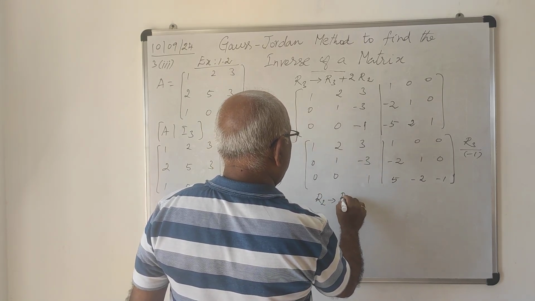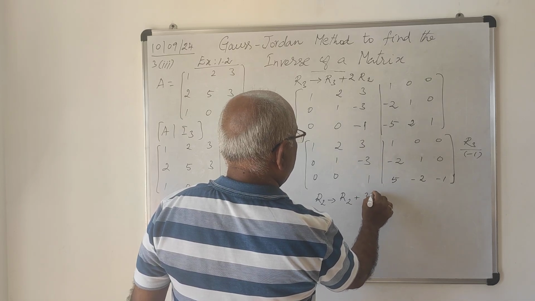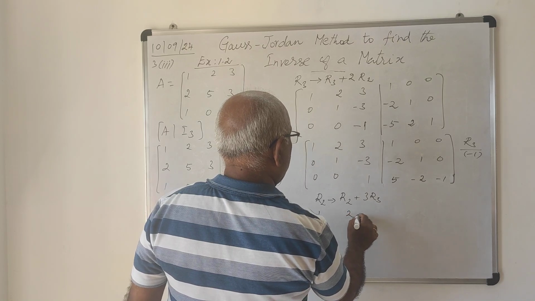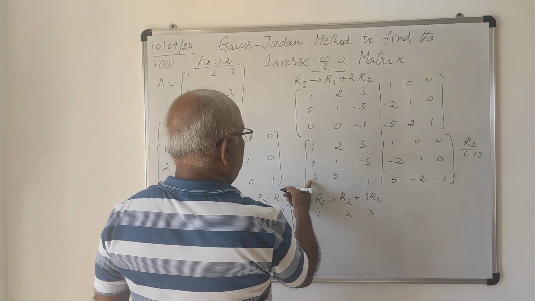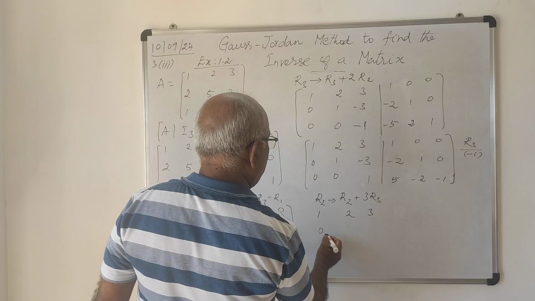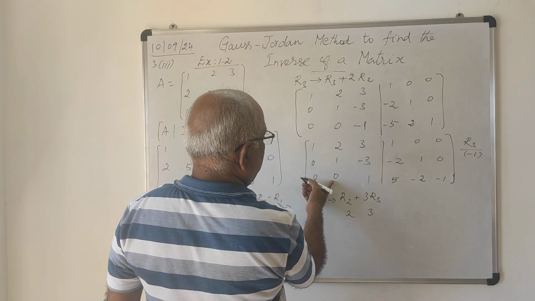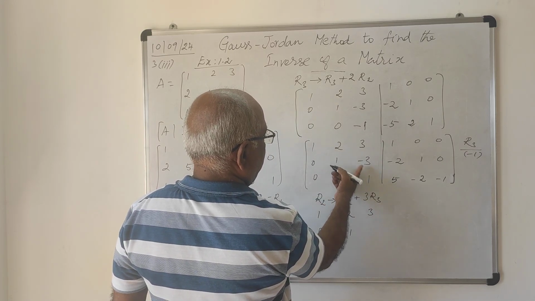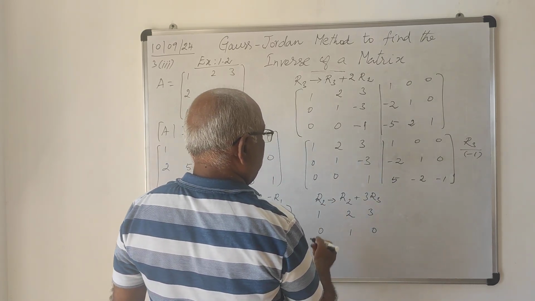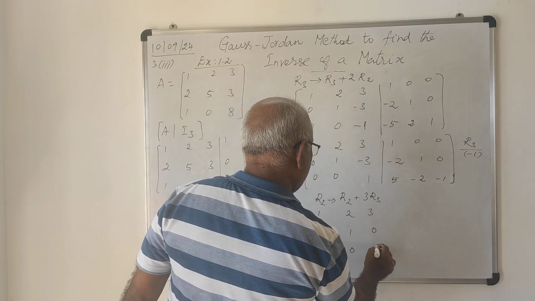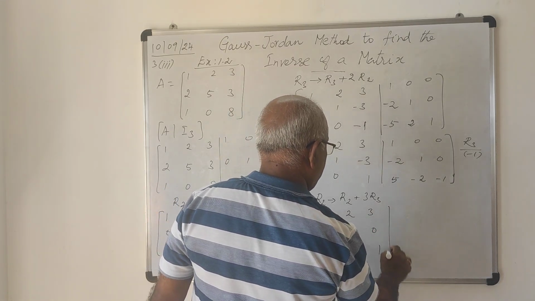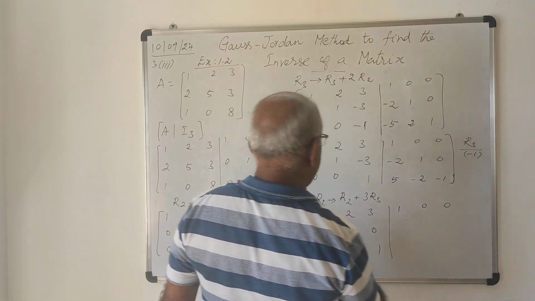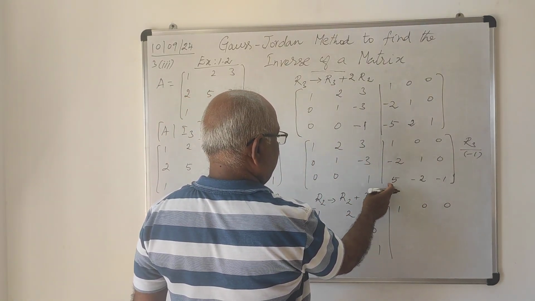R2 is R2 plus 3 times R3. That is 1, 2, 3. 3 times 0 is 0, 0 plus 0, 0. R2, 1 plus 3 times 0 is 0, 1 plus 0, 1. R2 is minus 3, 3 times R3 is 3, minus 3 plus 3, 0. And 0, 0, 1. So you get 1, 0, 0.